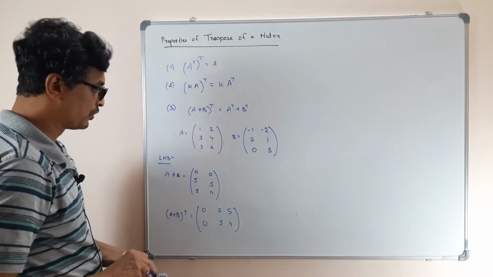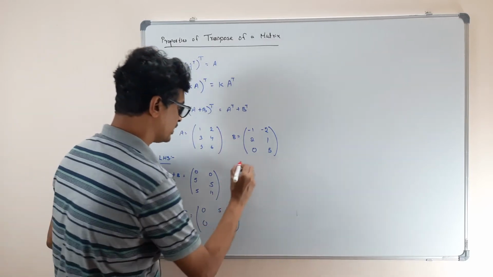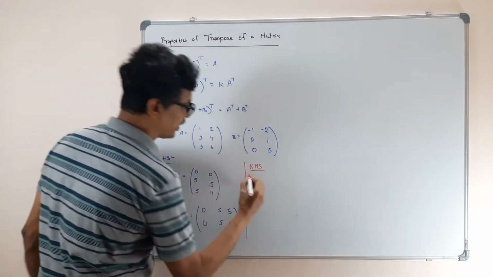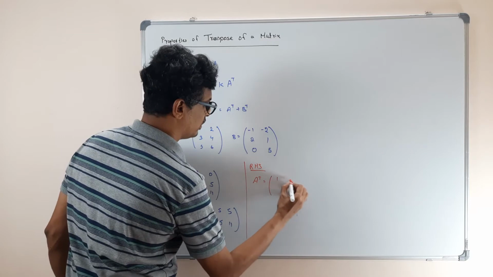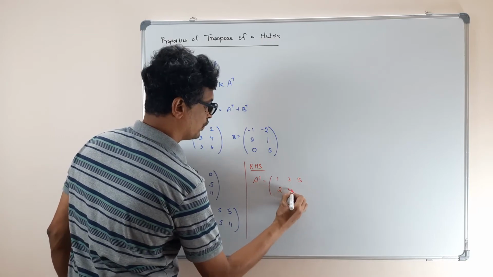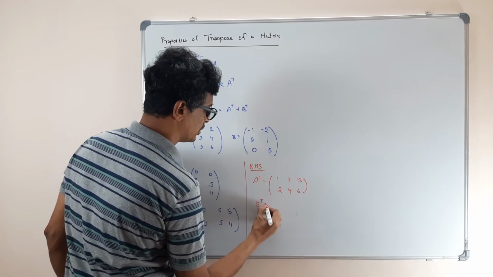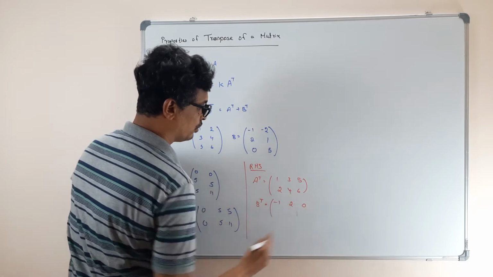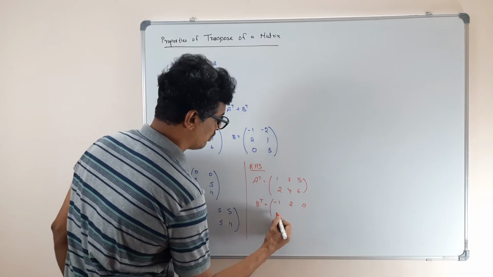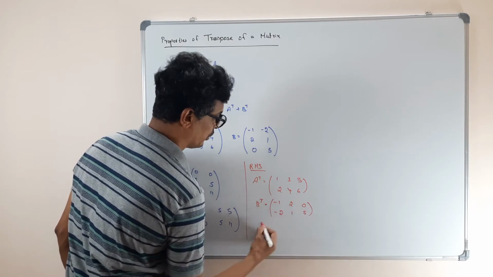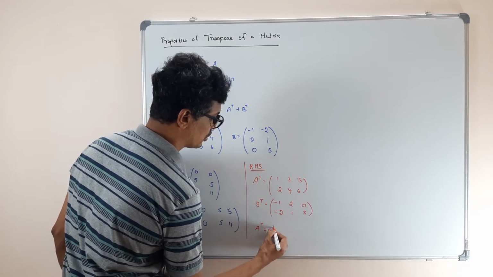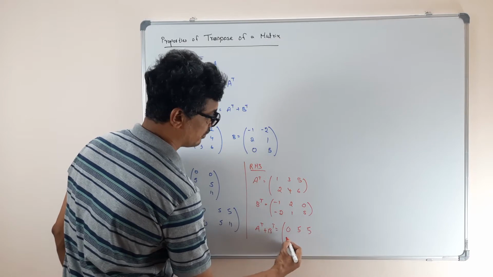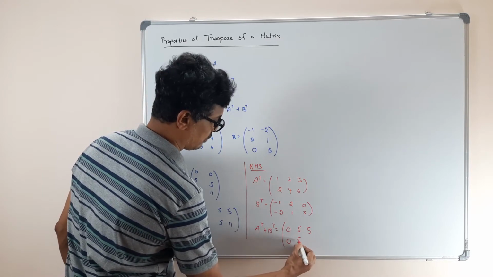So now let us try to do the RHS. So what will be the RHS? A transpose plus B transpose. What is A transpose? 1, 3, 5, 2, 4, 6. And B transpose? Minus 1, 2, 0, minus 2, 1, 5. So what is A transpose plus B transpose? 0, 5, 5, 0, 5, 11.